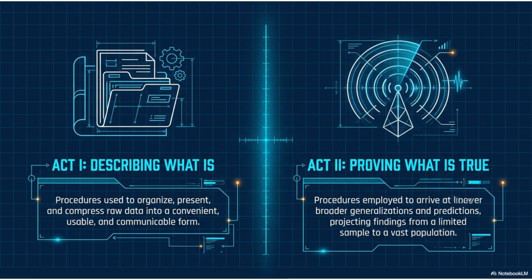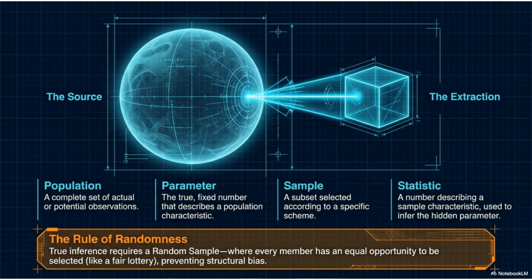Act 1 is descriptive statistics, focused on organizing and presenting raw data. Act 2 is inferential statistics, where we project findings from a limited sample to make broader generalizations about a vast population. Understanding the source is key.